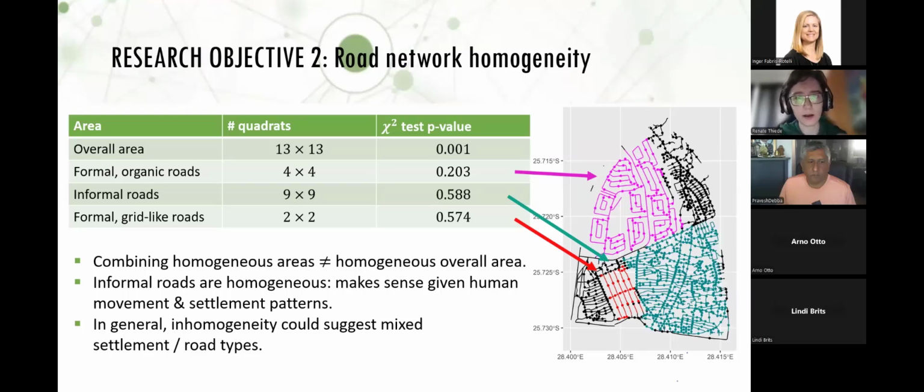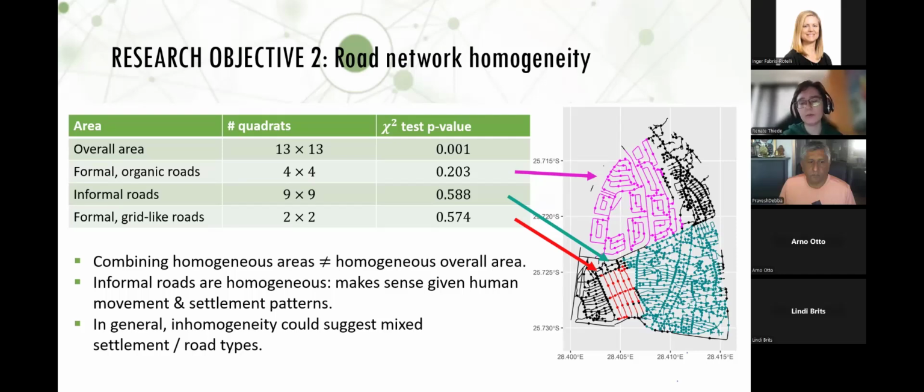And I got the p-value. So the hypothesis here is whether or not it's homogeneous. A smaller p-value, when you reject the null hypothesis, means that it's not homogeneous. And if you don't reject it, then it is homogeneous. So in this particular example, the overall area was inhomogeneous, which makes sense because we can see physically that there are formal suburbs and informal settlements in the same area.